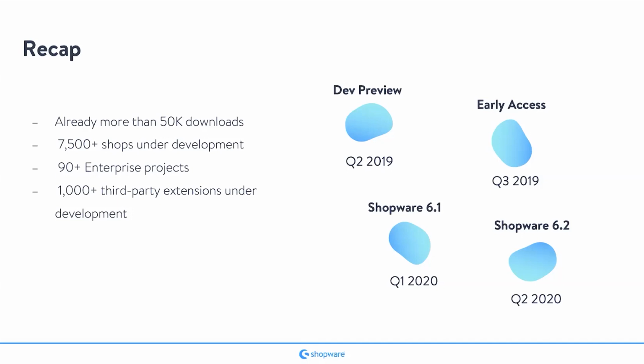Obviously, because Shopware 6 is built from the ground up, so from scratch, our technology partners had to adapt the platform, and there are already 1,000 third-party extensions in development, and obviously huge numbers already live. So you can really use the platform in a lot of European markets.